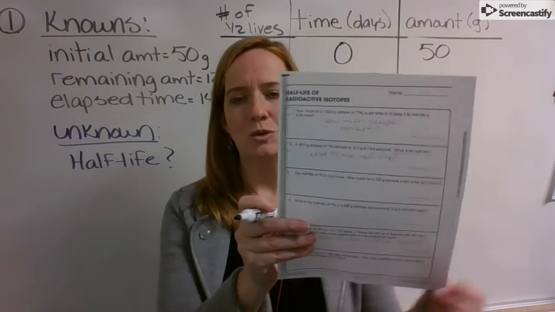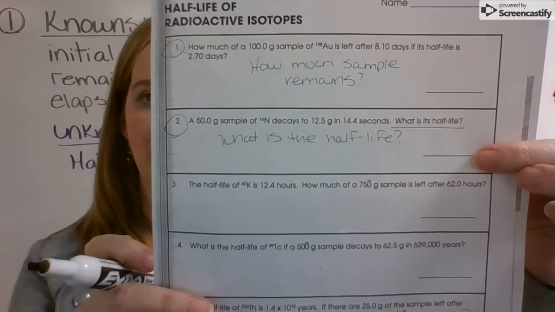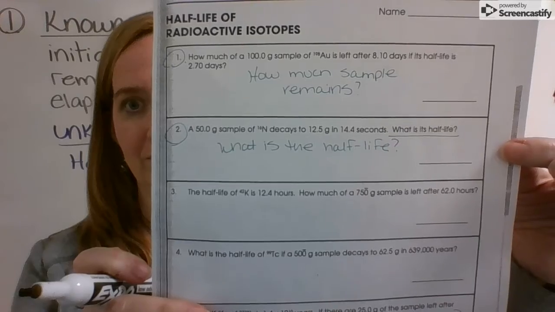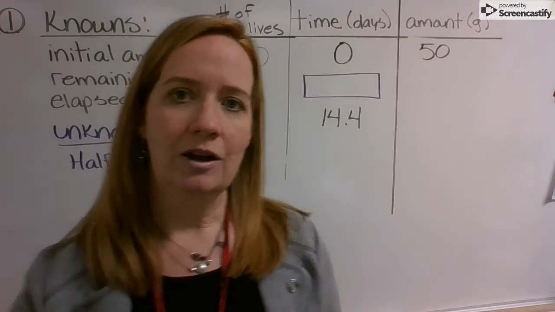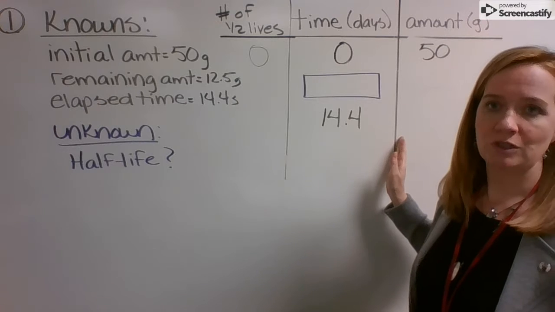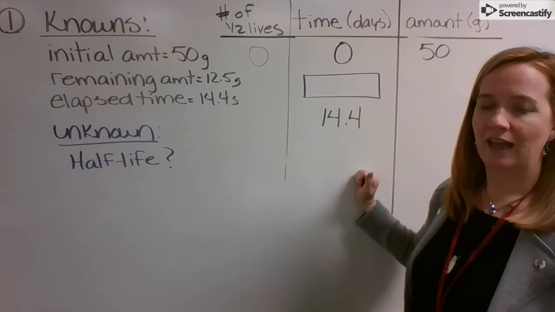Welcome back to number 2 of our practice problems. A 50-gram sample of nitrogen decays to 12.5 grams in 14.4 seconds. What is its half-life? So we're going to use our same conceptual data table. Feel free to use your equations we talked about in class, but this is another way to conceptualize half-life.